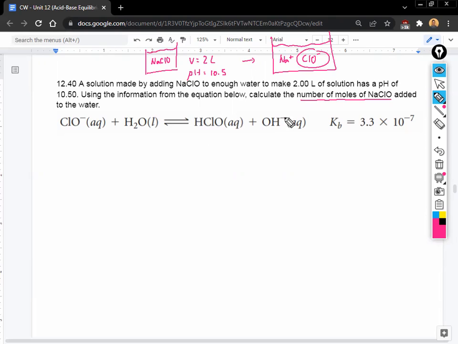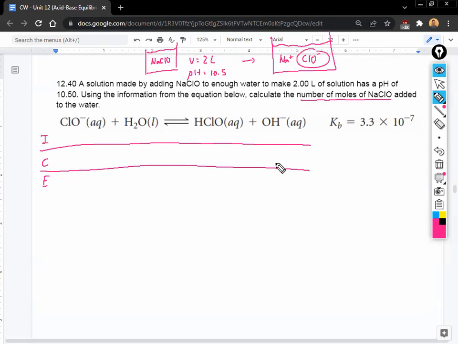It could turn into HClO or OH minus. All right, so what we're going to do is start by setting up our ice table. So make sure you guys copy down the equation and write your ice table.